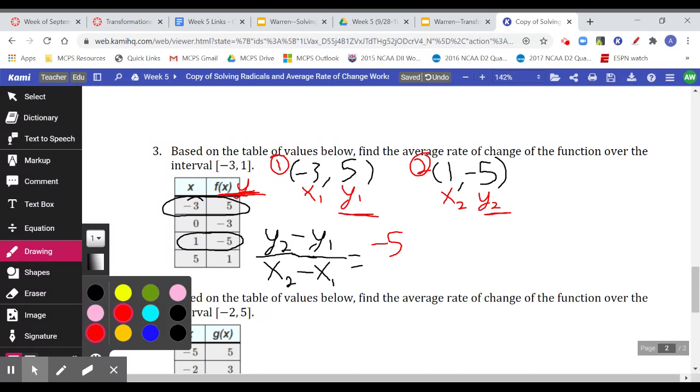y1 is +5, so I'm subtracting 5. And then for x2, I'm looking right here, so that is a 1. For x1, that is a -3. So I'm subtracting because of the form right here.